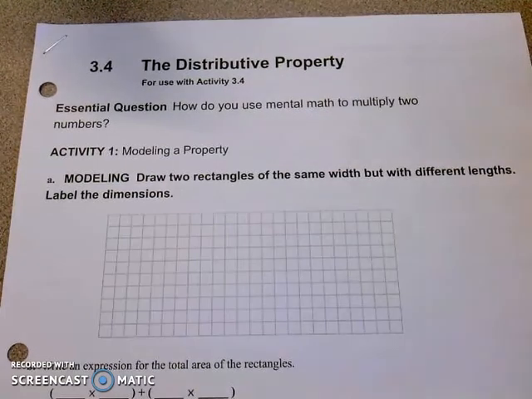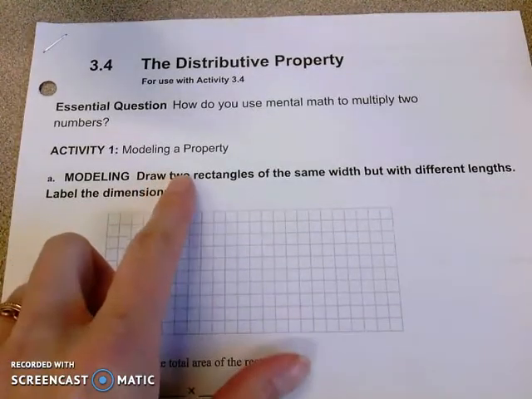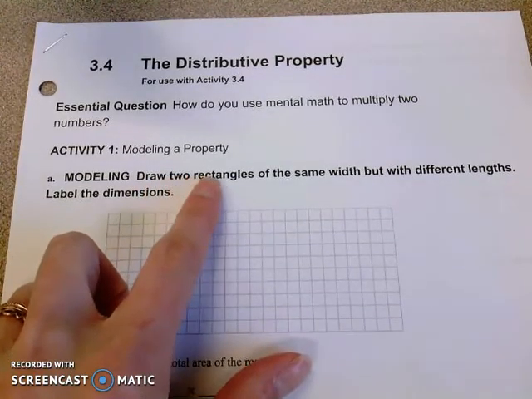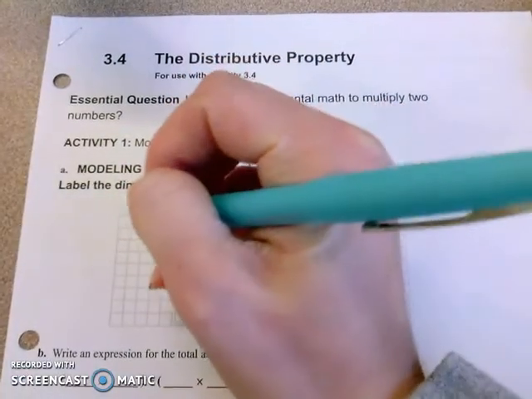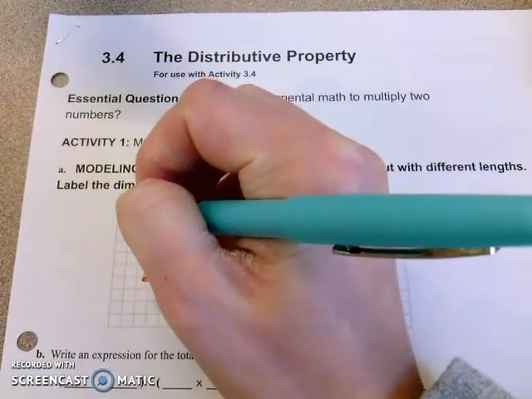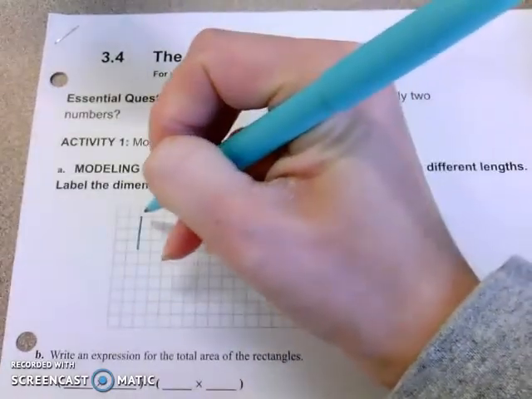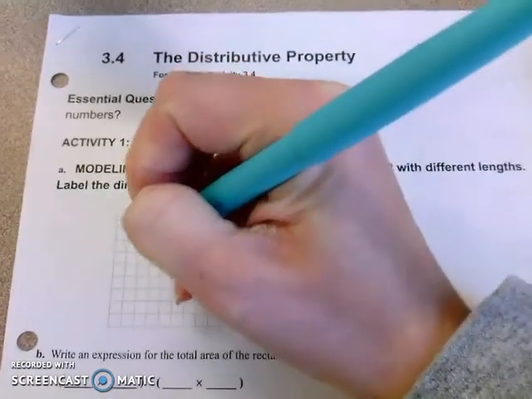Today we are going to start with an introduction to the distributive property, focusing on just numerical expressions and not algebraic. So the first thing we're going to do is look at a visual of this. To begin, we're going to draw two rectangles that have the same width but different lengths. For example, I'm going to draw one rectangle that is 3 units by 4 units.